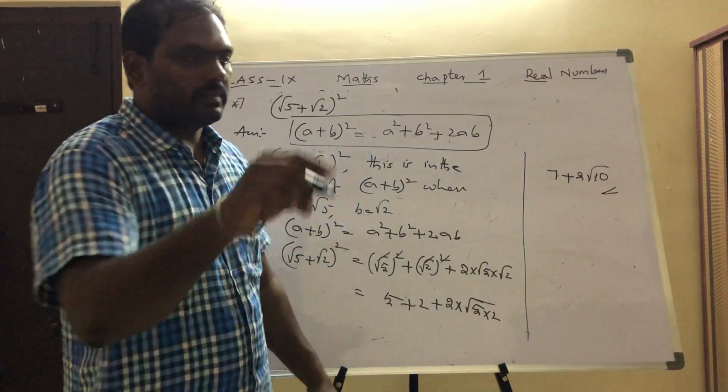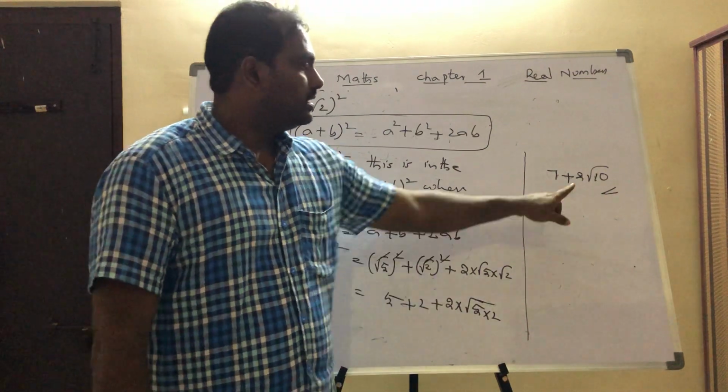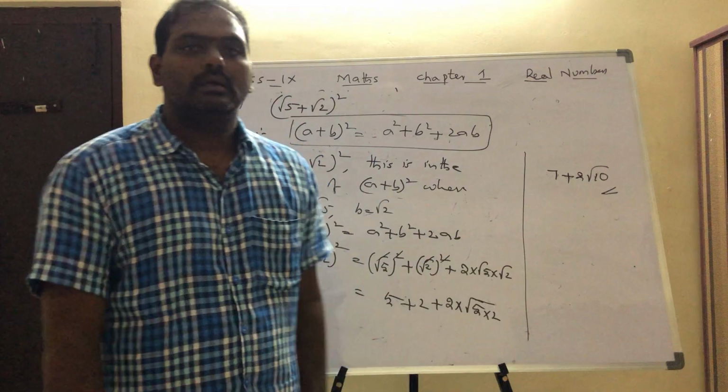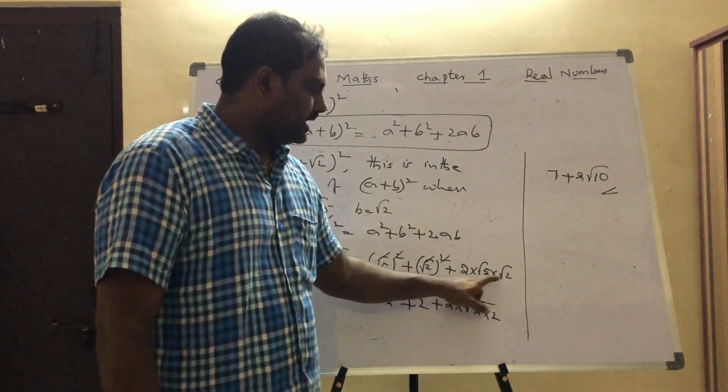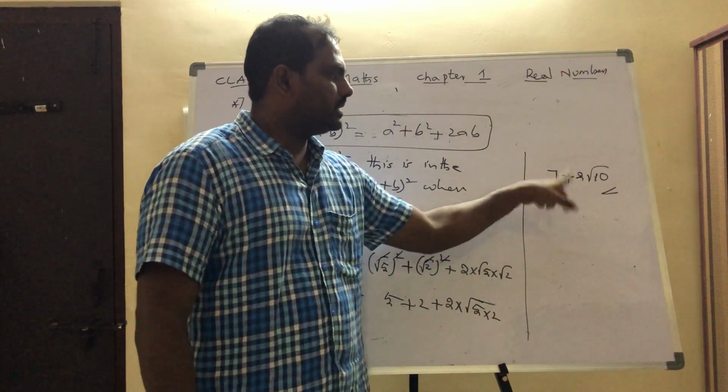That's all. Don't multiply 2 into 10. We cannot multiply a number outside the root with a number inside the root. We have to multiply only when they are both in square roots. Don't write 2 into 10, 20. So 7 plus 10, 27.